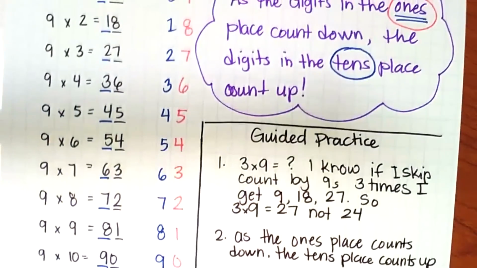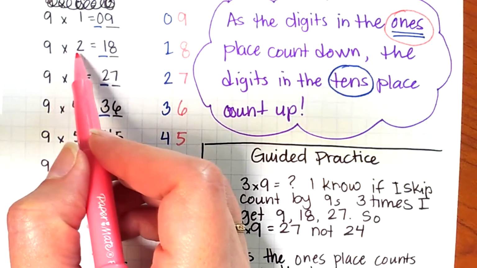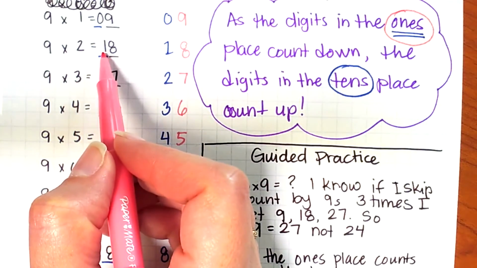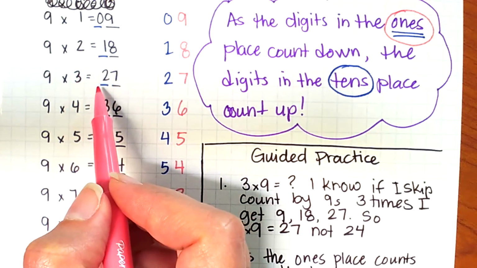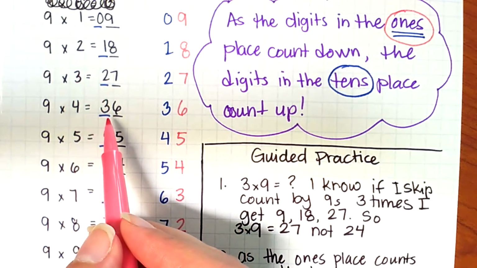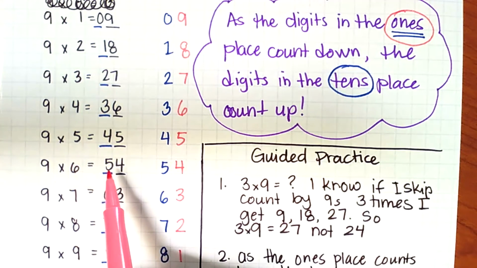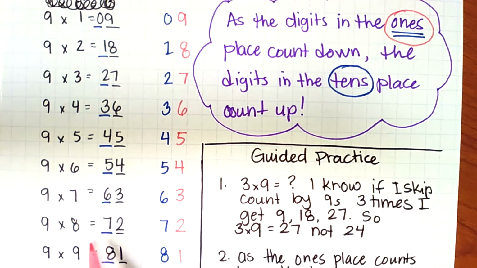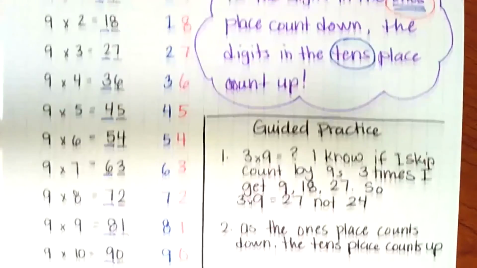So another thing you can notice about these patterns that is really interesting is if we're doing 9 times 2, the number in the tens place is going to be a 1. 9 times 3, the number in the tens place is a 2. 9 times 4, the number over here is a 3. 5, 4, 6, 5, 7, 6, 8, 7. So it's always 1 less than what you're multiplying by over here.